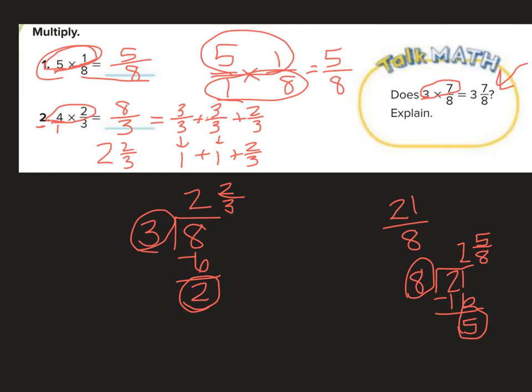So don't just assume that, oh, just put a 3 in front of it, right? If this was a plus, 3 plus 7/8, then yes, it does equal 3 and 7/8. But you need to do the math where we're multiplying that whole number by the numerator and then changing it into a mixed number to make sure that you are getting the right answer. Let's look at a few more problems here.